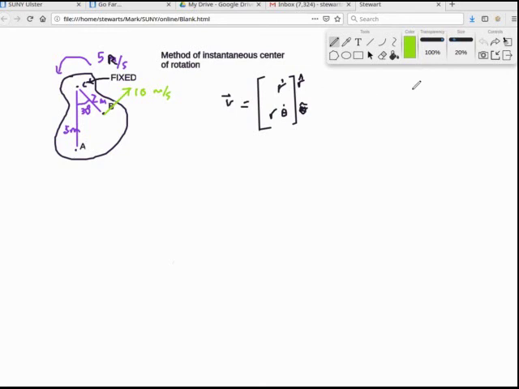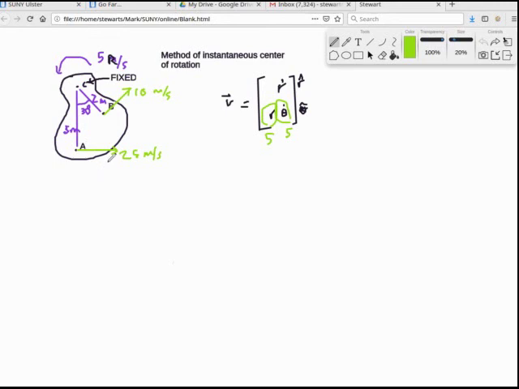Okay, how about for point A? For point A, the velocity is going to be, again, 100% in the theta hat direction because A and C are both on a solid object. So the velocity in the r hat direction would be 0. For point A, the r would be 5 and the theta dot would be 5. So this is going to be 25 meters per second. Okay, so far nothing new.